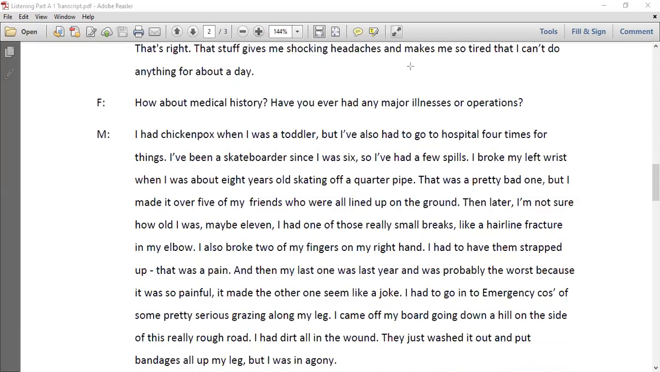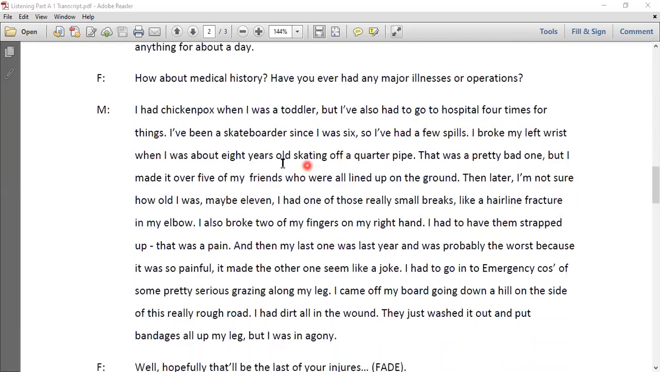Okay, now about the injuries that he was describing. Right? So he started by saying, I broke my left wrist. So see, again here, he didn't use the word fracture, right? But he said broke, but that was obviously for fractured. So we got left wrist there. Then I was about 8 years old, skating off a quarter pipe. So off something means to fall down from something. Then he explained that he had really small breaks, like a hairline fracture in my elbow. So hairline was the type of fracture that we were looking for.